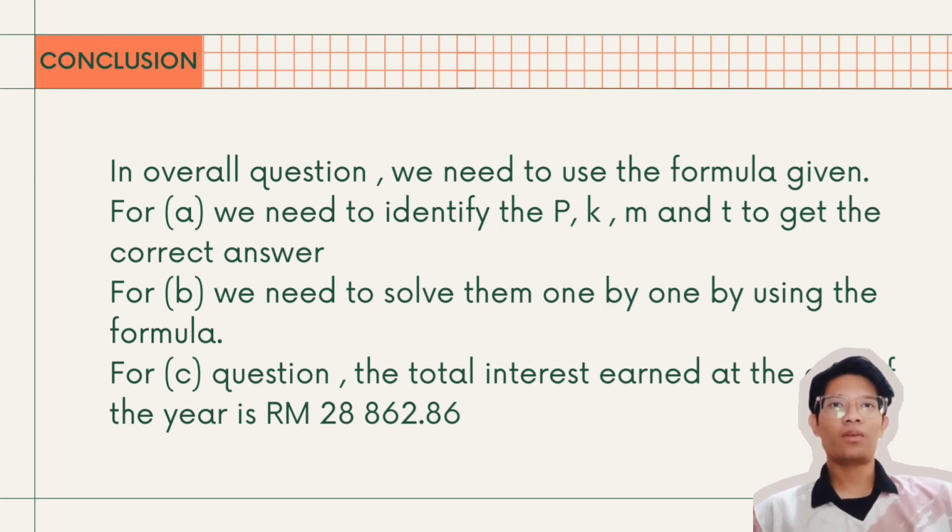Conclusion: all the questions need to be solved by using the formulas given. For question A, we need to identify P, K, M, and T to get the correct answer. For question B, we need to solve them one by one by using the formula. We need to find I and N first and solve them. For question C, the total interest earned at the end of the year is RM28,862.86.